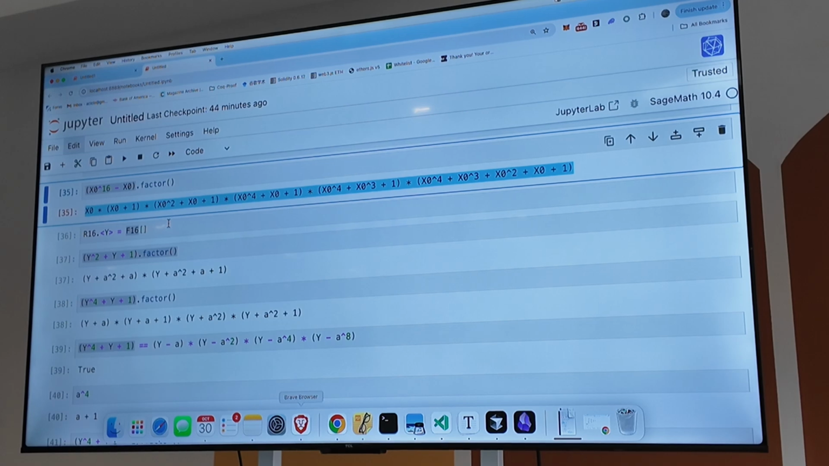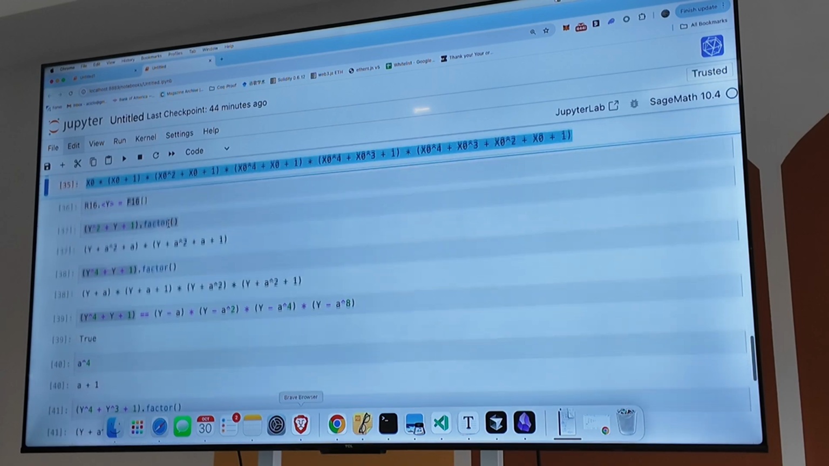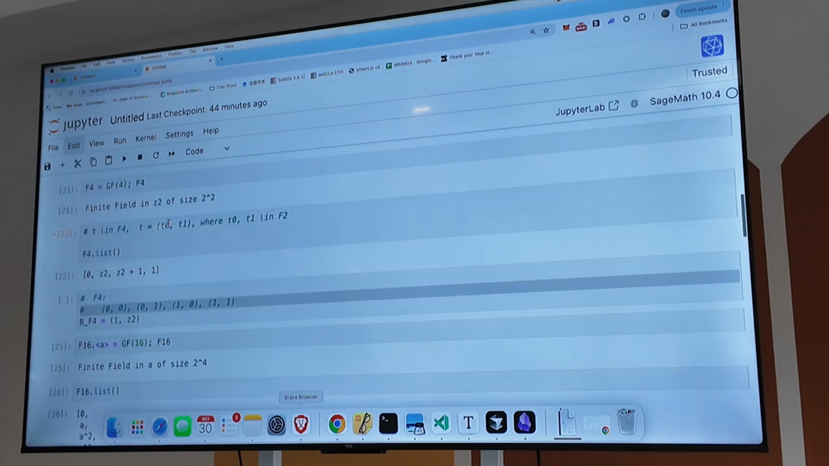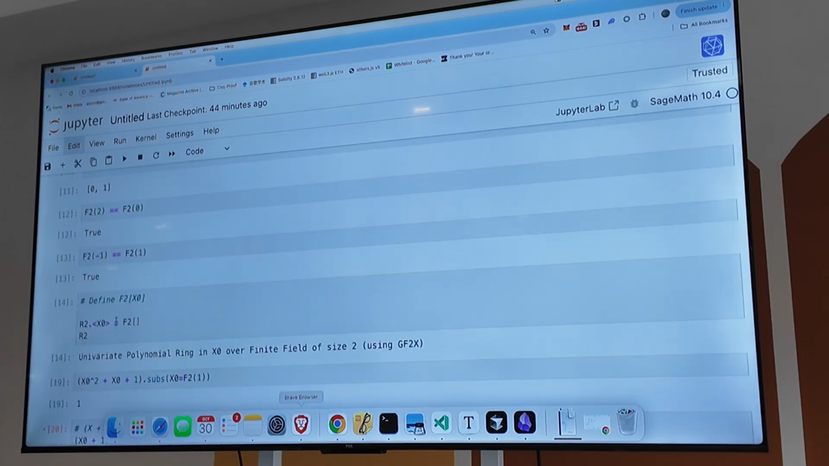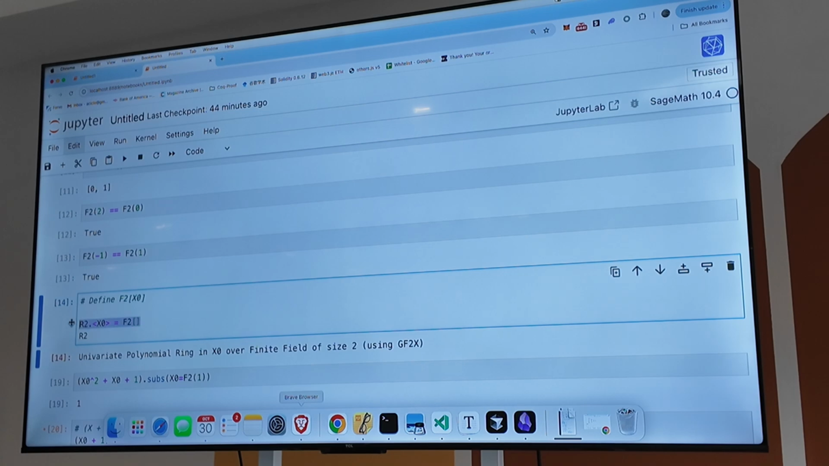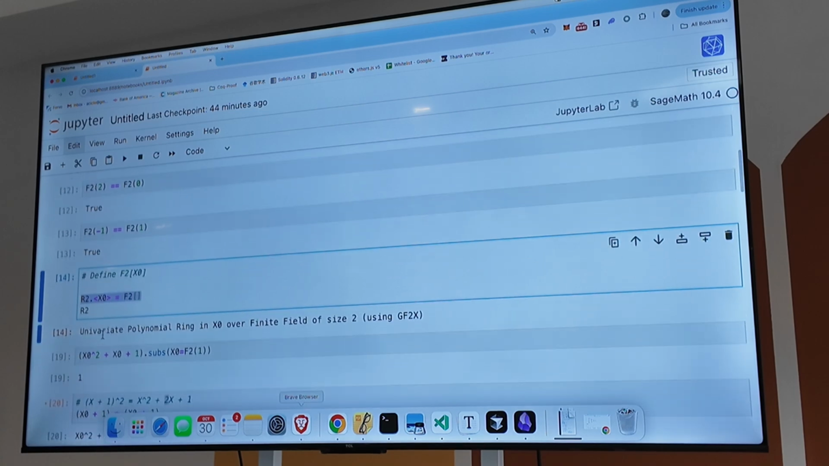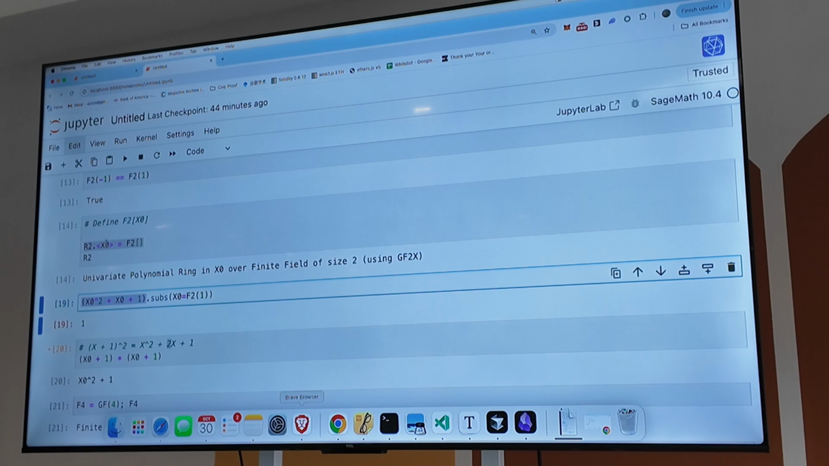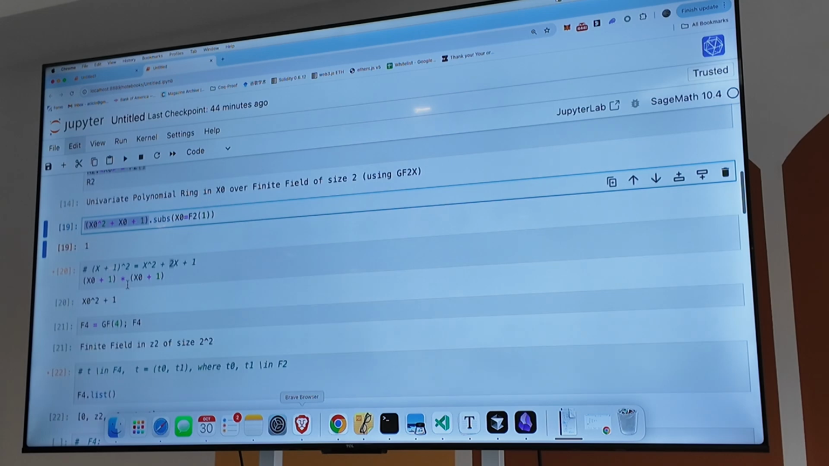Okay. Can I check the definition for x? For what? For x. Okay, x is a polynomial ring over F2 here. I see. So this polynomial is irreducible over F2, but it's not irreducible over F16 or even F4.